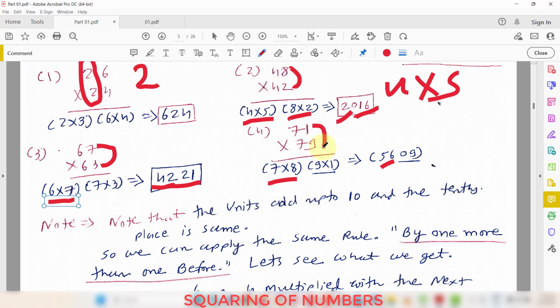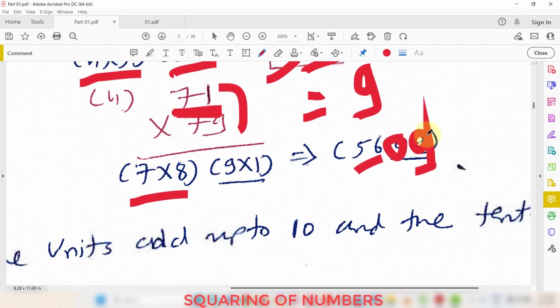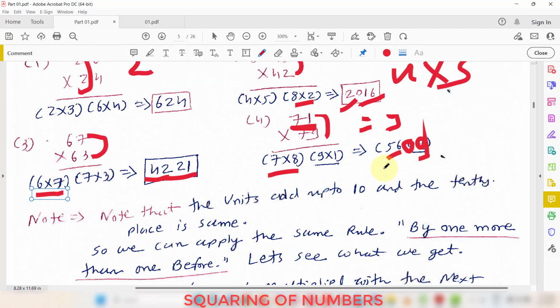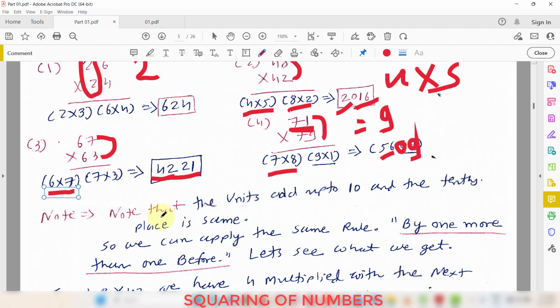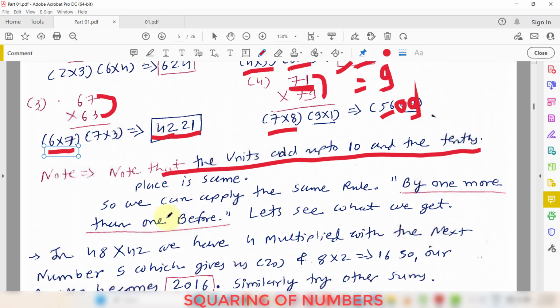And here it is important. 1 times 9, the answer should be 9. But as these are two digits, you have to write 09. This is the most important thing. You have to write 09. Got it? Note that the units add up to 10 and the tens are the same. And you can use the technique of one more than the one before.